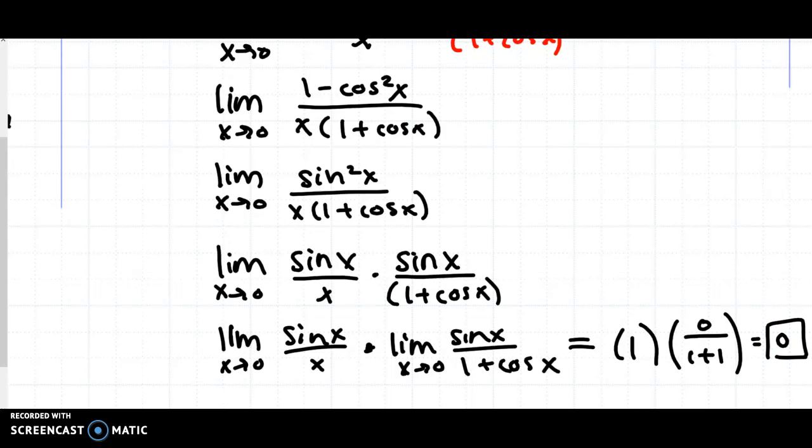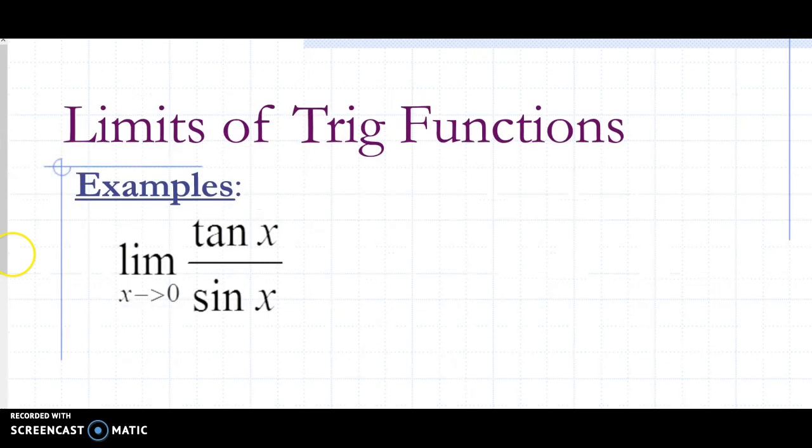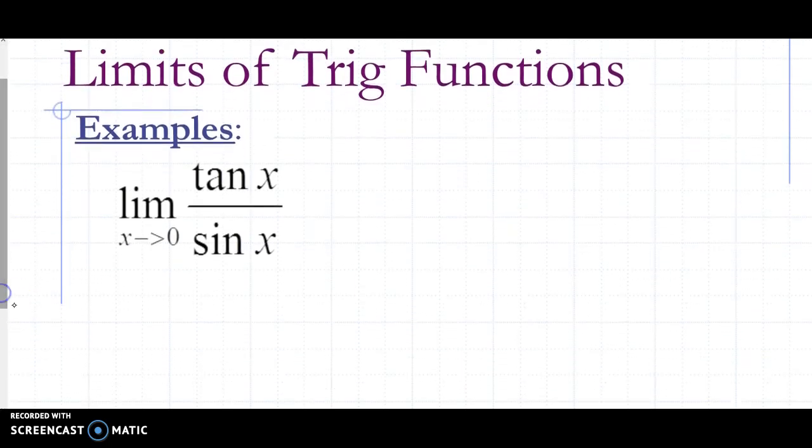In the examples that we're going to do next, it's going to be the same idea. We want to use what we know, the special trig limit here, to help us evaluate other trig limits. So let's try this one. We have the limit as x approaches 0 of tangent of x over sine of x. This one we probably won't even need our special trig limit. So let's see if you can figure this one out on your own. Go ahead and put me on pause.